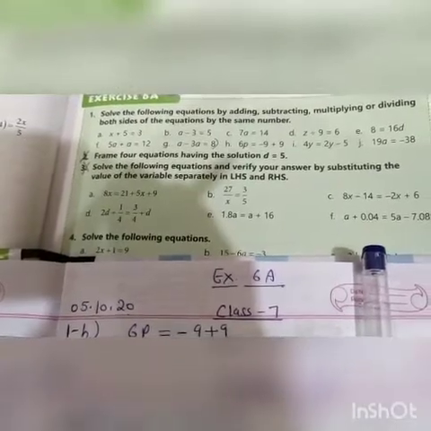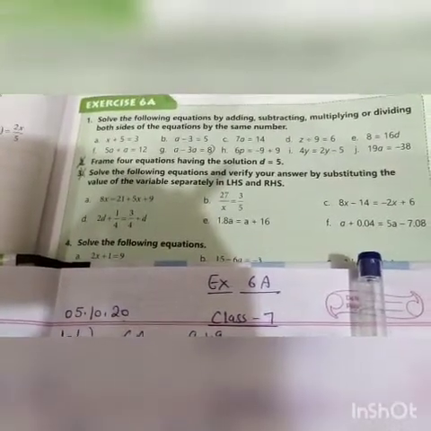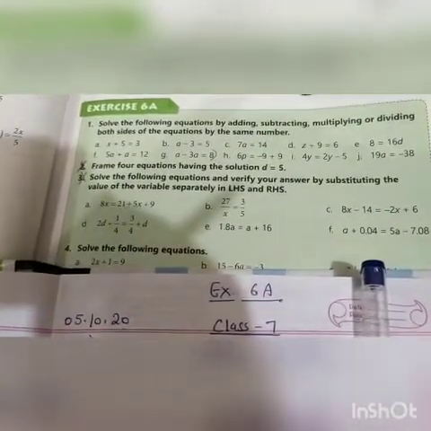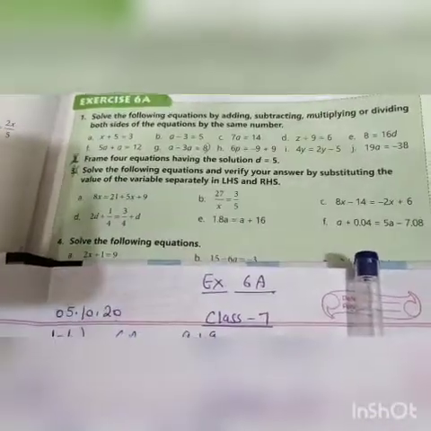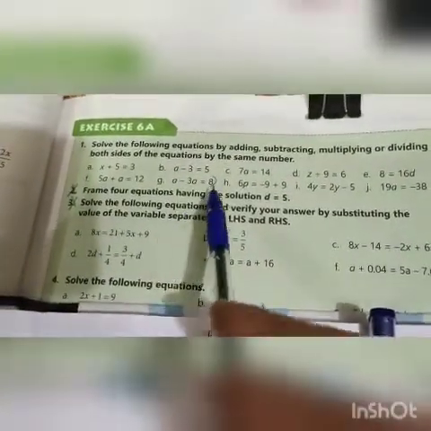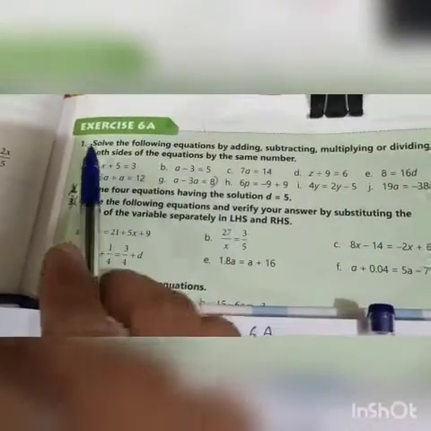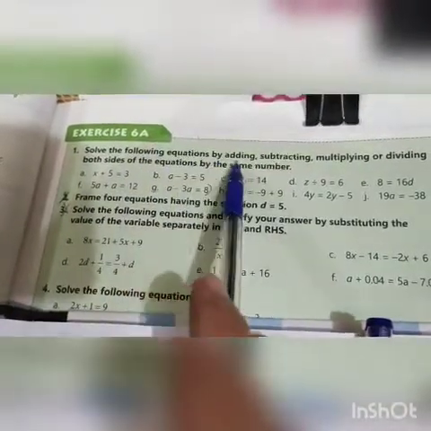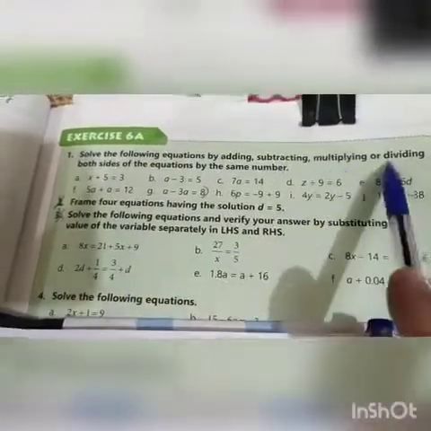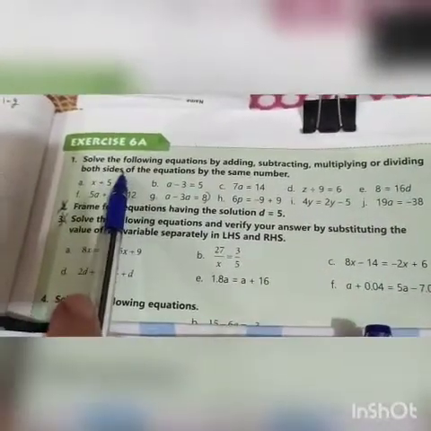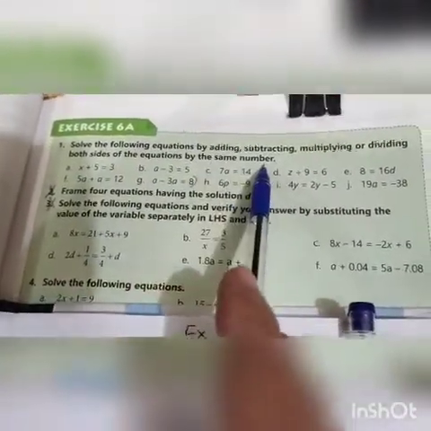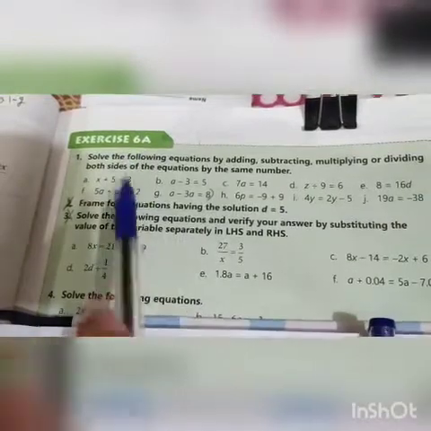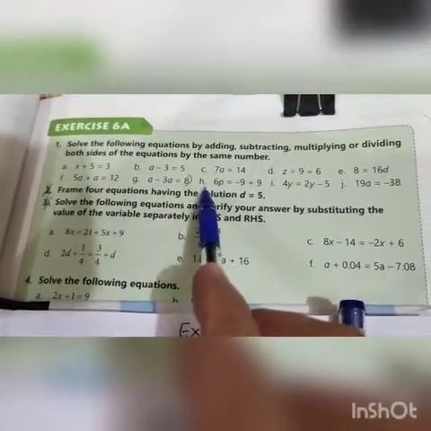In the last class, we started chapter 6, that is linear equations in one variable. In this chapter, we started exercise 6A and we completed up to part G of question number 1. Question number 1 was: solve the following equations by adding, subtracting, multiplying or dividing both sides of the equations by the same number. So today we will continue the same exercise 6A starting from part H.